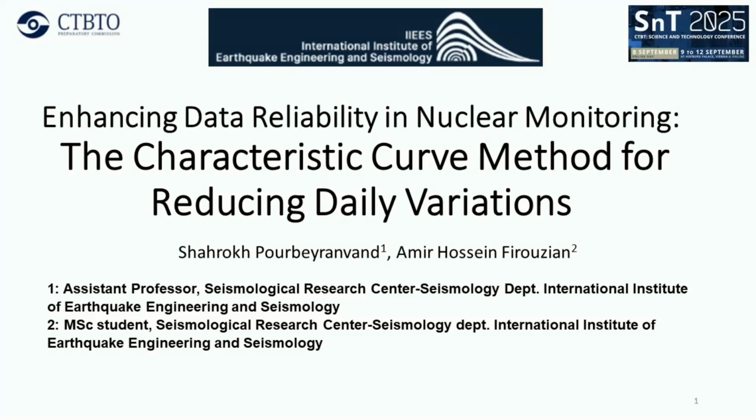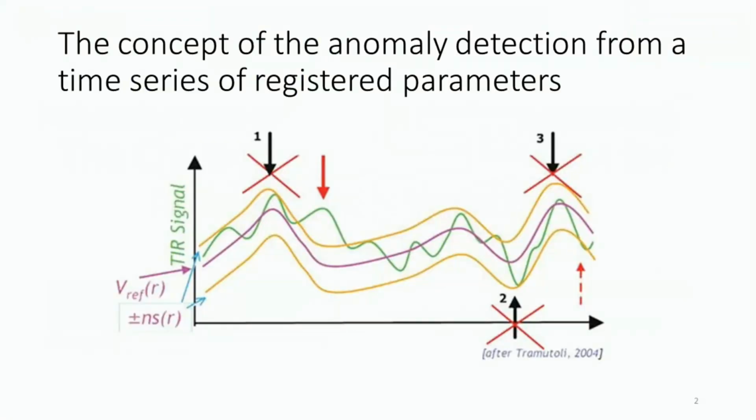My talk is about enhancing data reliability in nuclear monitoring, with emphasis on the characteristic curve method for reducing daily variations in geomagnetic data. The concept of anomaly detection from a time series of registered parameters, as shown in this slide, emphasizes detection of anomalies regarding the statistical nature of the data.